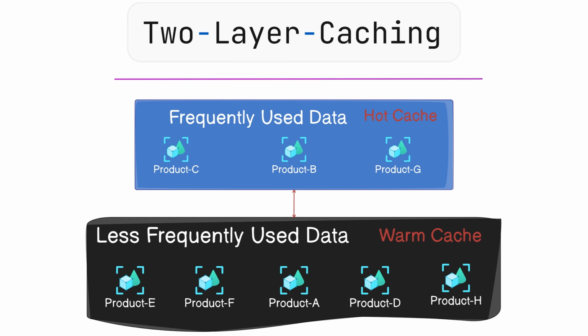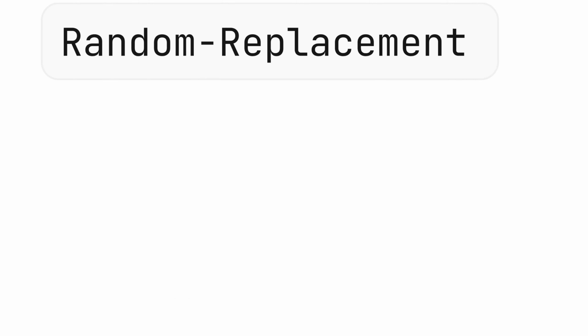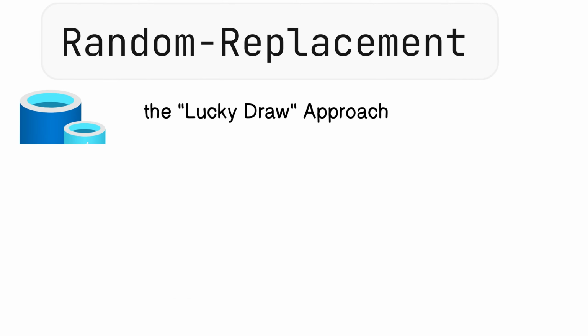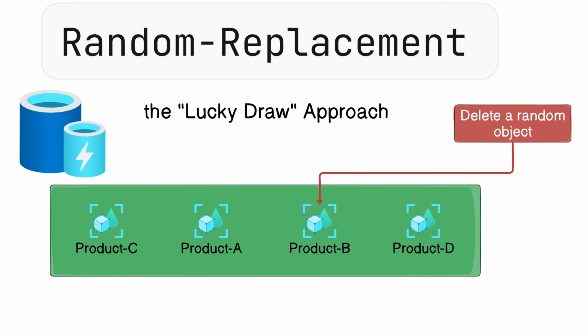The last approach that we are going to discuss today is random replacement, or we can say a lucky draw approach. This is the simplest and most unpredictable approach. In this, we remove a random item when the cache is full. The only benefit it provides is ultra fast speed, as no tracking overhead is there. But it is completely unpredictable, which is not good for most of the applications.